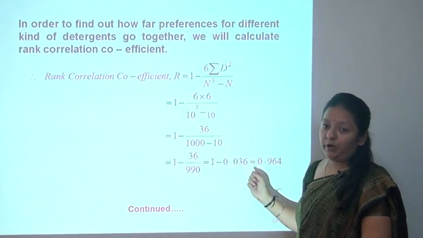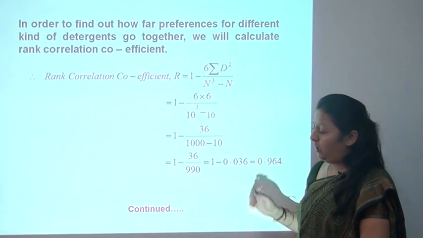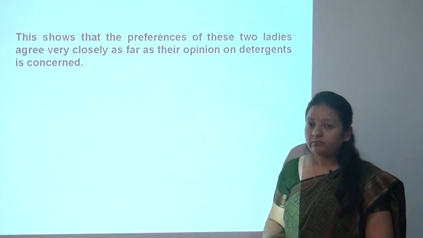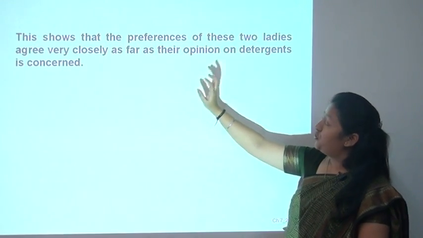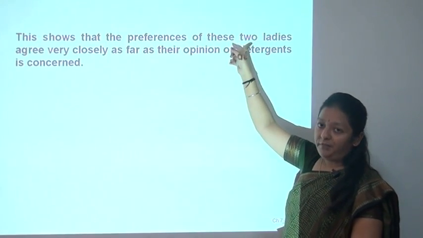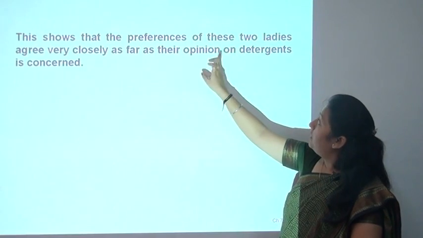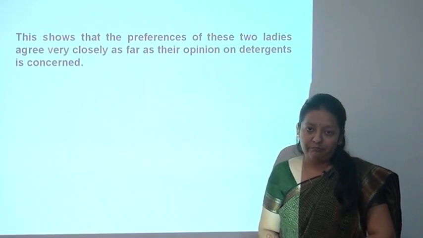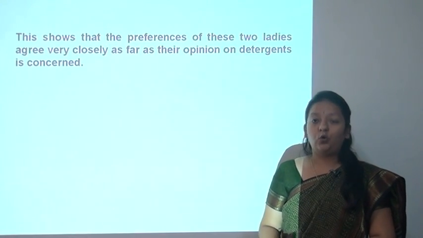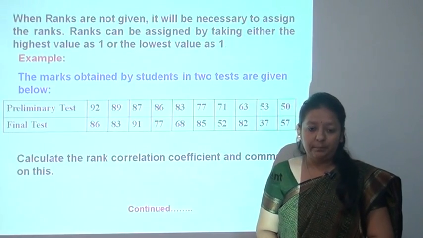equal to 0.964. This shows a strong positive relationship, or you can say the preferences of the two ladies with respect to detergents are very closely related, or correlated, with each other.